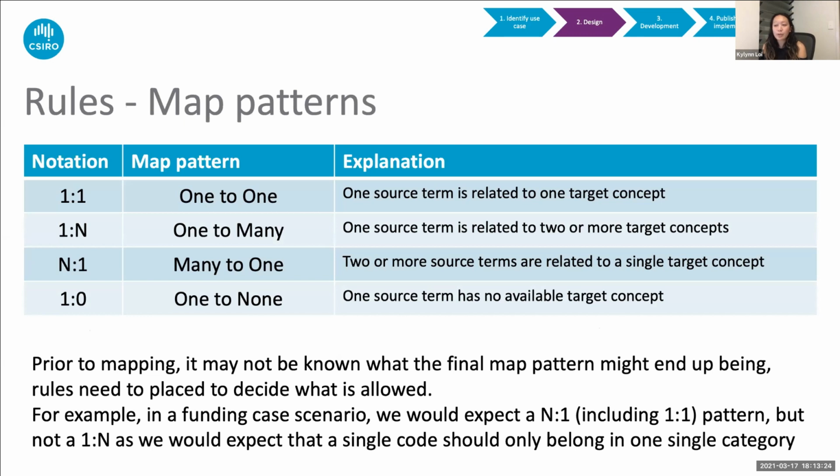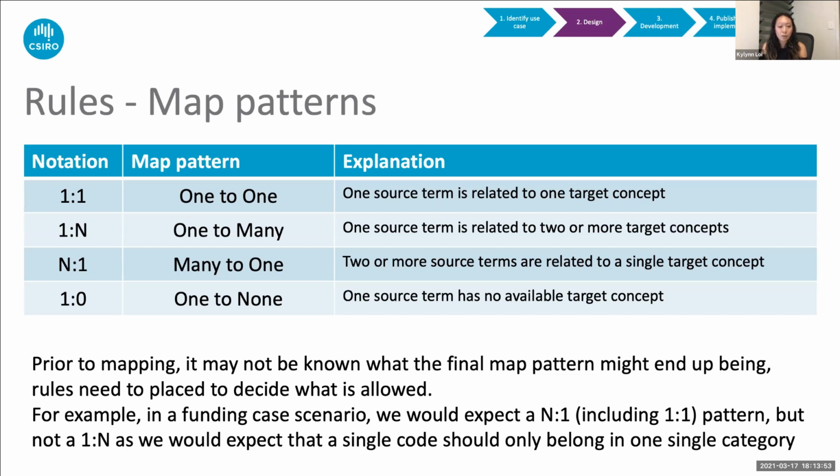Map patterns refer to how many of the source terms are mapped to how many of the target terms. So we've got 1-to-1, 1-to-many, many-to-one, and 1-to-none. Prior to mapping, you may not know what these patterns might be, but you do need to think about what might be allowed. So for example, in the funding case scenario, we would generally expect a many-to-one or 1-to-1 pattern, but we wouldn't expect 1-to-many.